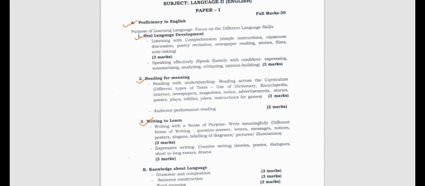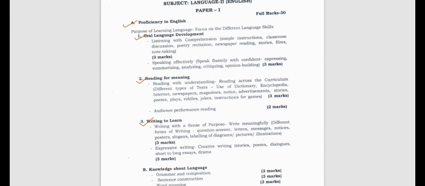Let's see what they are one by one. So part A, proficiency in English. Purpose of learning language, focus on the different language skills. So oral language development, this one I already explained in the language 1 video also. Here we will learn about speaking, the words, the pronunciation, the audio, the mouth, right? So what do you understand by oral? We have oral exams tomorrow. It means something which does not need a pen and paper, which has to be said verbally, in a verbal manner, right? That is called oral.